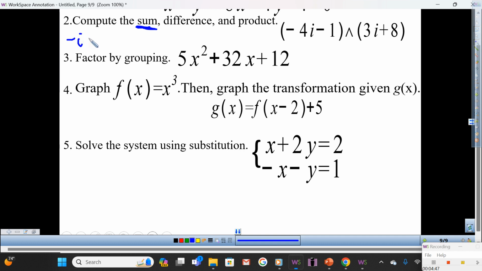Negative 1I plus 7. Hands if you got that. Close. Tell your neighbor why we don't write it like that. Because it's a complex number and the I goes at the end. So this is 7 minus I. That is correct. So with that, let's go to the difference. What'd you get for the difference? Brandon Doherty. Negative 9 minus 7I. That is correct.